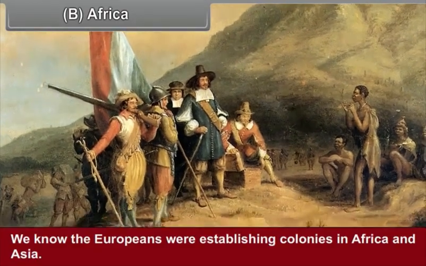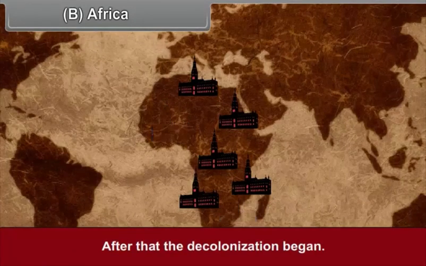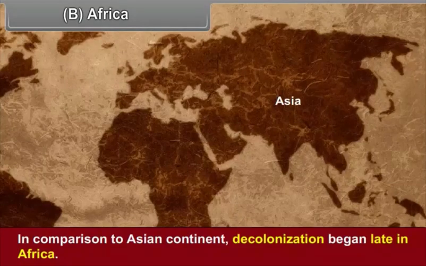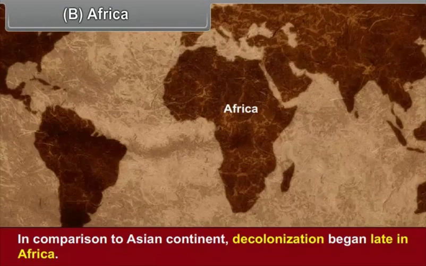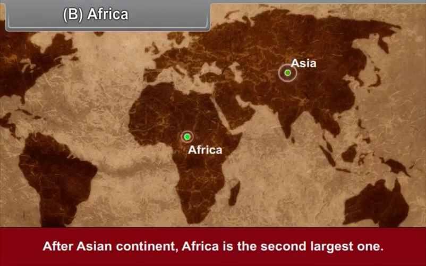Africa. We know the Europeans were establishing colonies in Africa and Asia. After that, the decolonization began. In comparison to the Asian continent, decolonization began late in Africa. After the Asian continent, Africa is the second largest one.